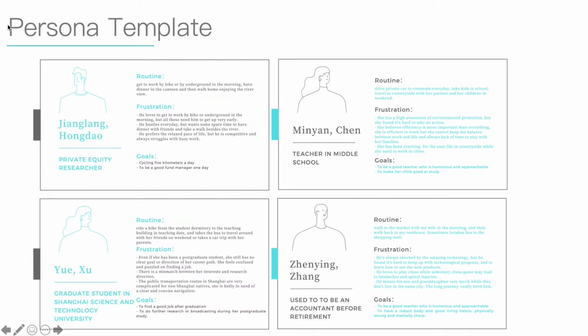2 extreme users also provide us with ideas for product design. For example, Zheng Yin mentions that he will not use the application for new technology, and Yue mentions that the subway route in Shanghai is too complex, and we need an application that can provide clear routes. According to the research data, we produce 4 personas.